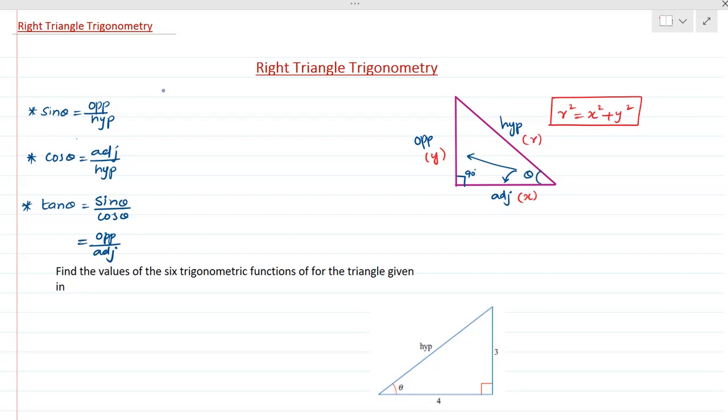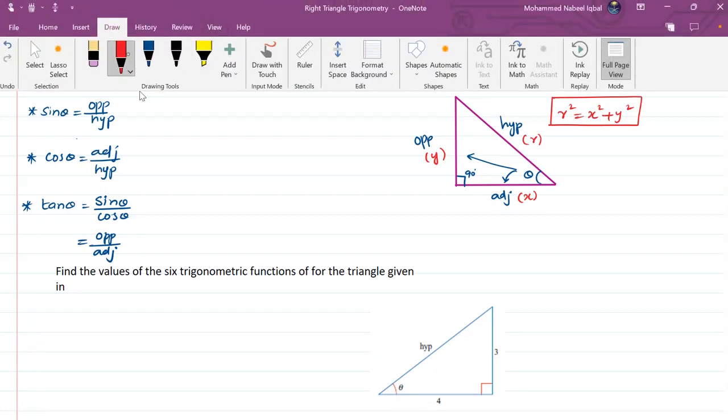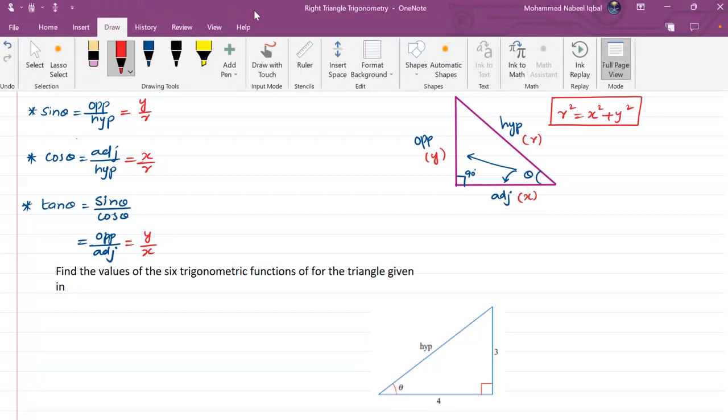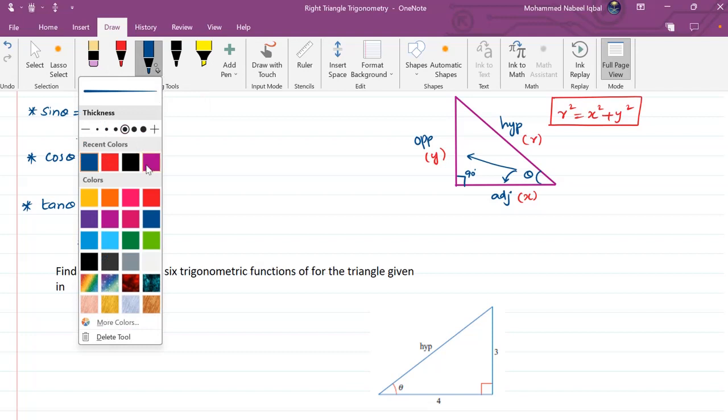So in terms of x and y, we can write this one as y over r, this is y over r. Next, x over r. Next here, y over x. Now once you calculate these three trigonometry functions, the remaining three trigonometry functions are very easy.